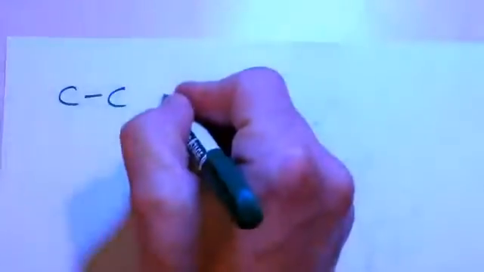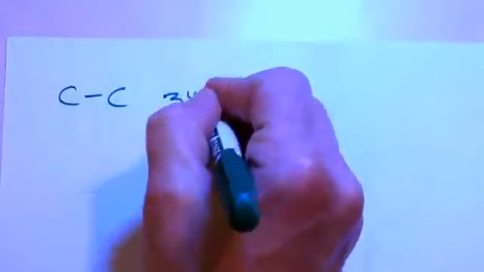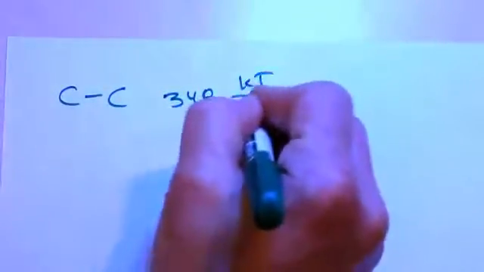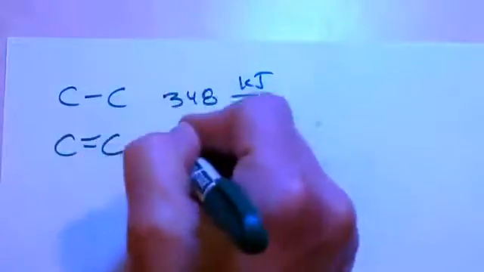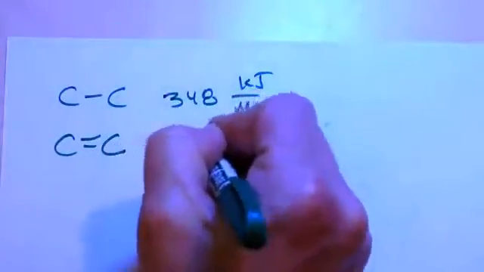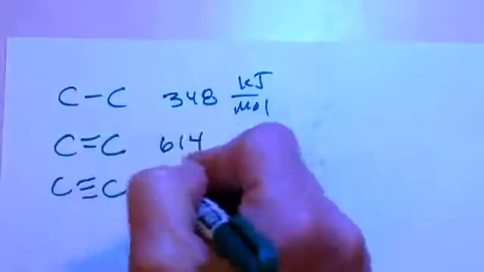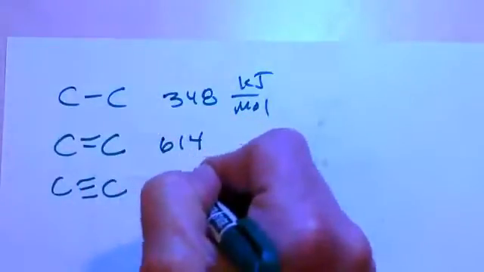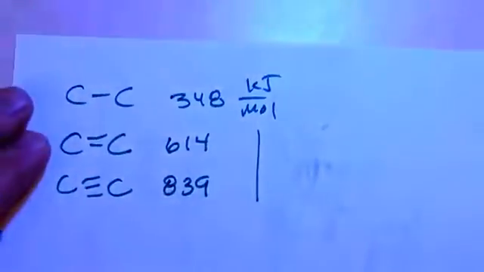I'm going to write those down really quick, and you should write these down too. I'm going to go on this side of the paper so I can draw it nice and big. A carbon-carbon single bond has a bond enthalpy of approximately 348 kilojoules per mole. A carbon-carbon double bond has a bond enthalpy of approximately 614, and a carbon-carbon triple bond has a bond enthalpy of approximately 839 kilojoules per mole.